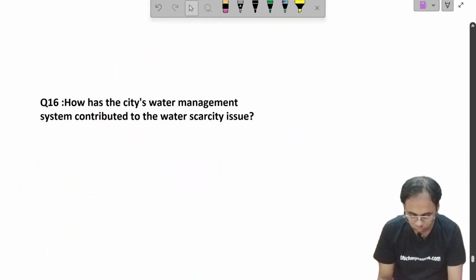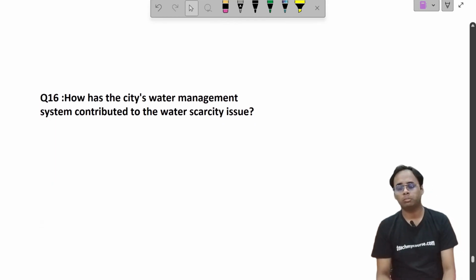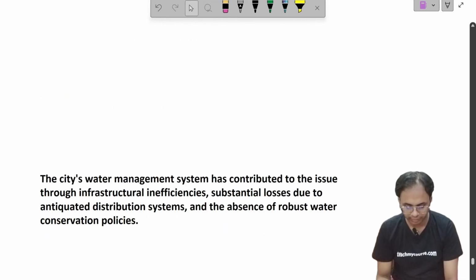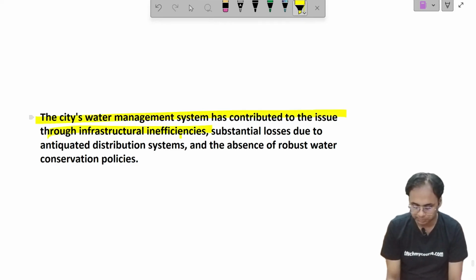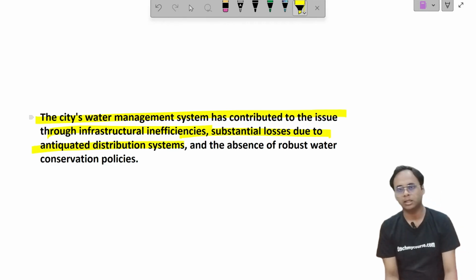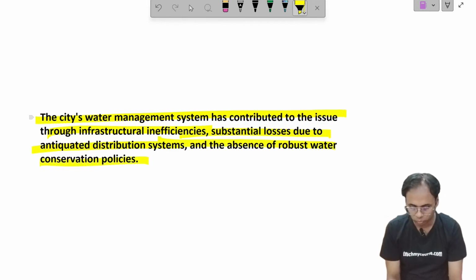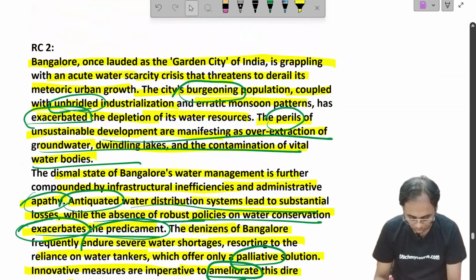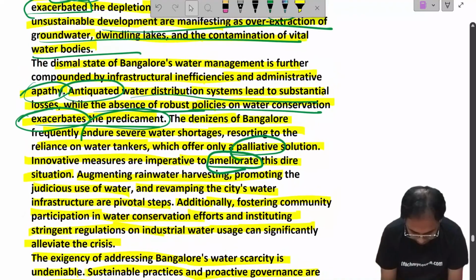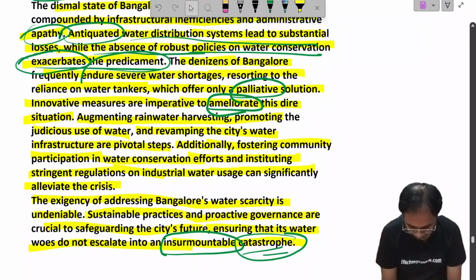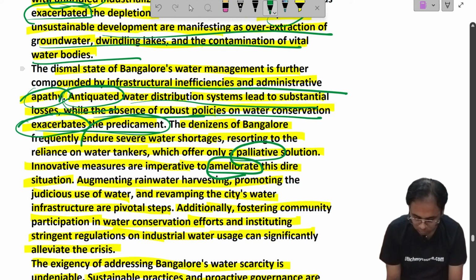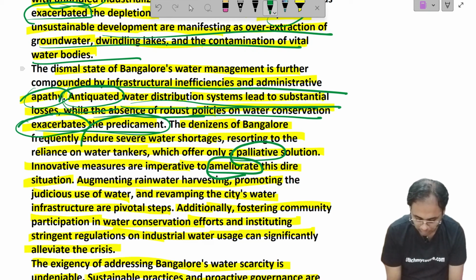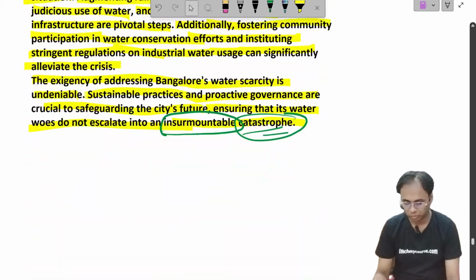Next is how has the city's water management system contributed to the water scarcity issue? So we have seen that the reading comprehension has criticized the city's management. The city's water management has contributed to the issue through infrastructure inefficiencies, substantial losses due to an antiquated distribution system, that is antique systems, and the absence of robust water conservation policies. Okay, so this is it. From here it has taken antiquated water distribution, this led to substantial losses. Absence of robust policies from this para.